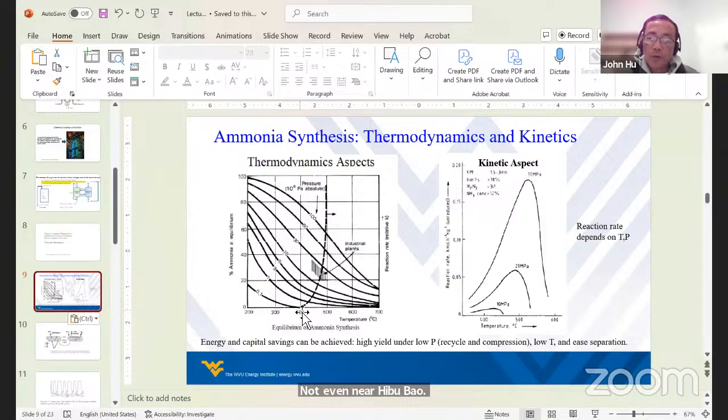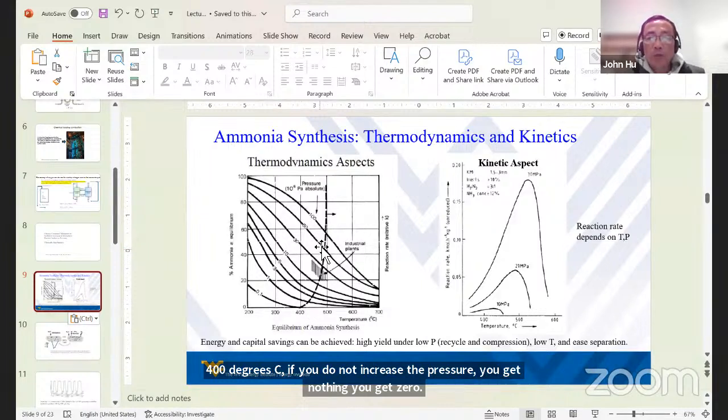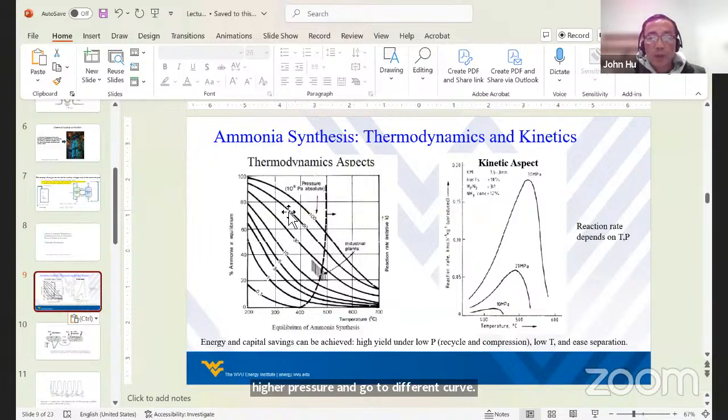Remember, Haber-Bosch is 450 to 500 degrees C. At 400 degrees C, if you do not increase pressure, you get nothing. You get zero. This is the reason Haber-Bosch has to go to higher pressure and move to a different curve. So that's why Haber-Bosch is operated at very high pressure, to get very decent conversion. Okay, so look at this: ambient pressure, high temperature, passing 400 degrees C. Essentially, you do not make any ammonia.